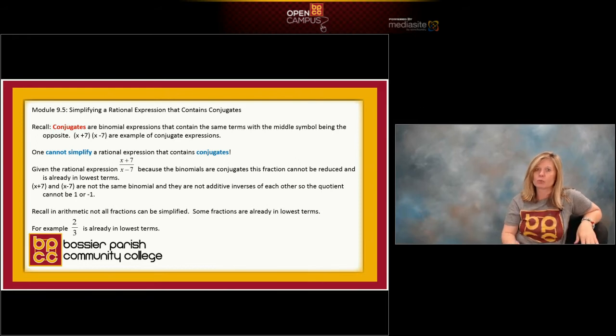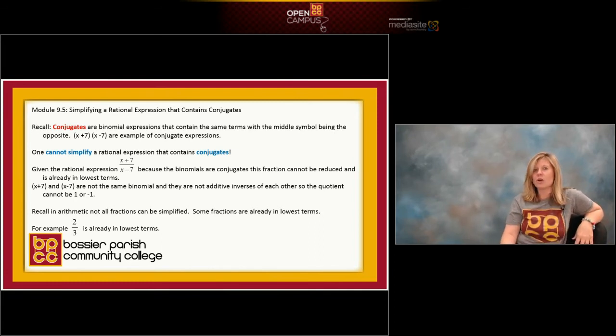So then I'm going to use the rules I learned in the previous module. Is x plus 7 and x minus 7 the same expression? No, they're not exactly alike. They both have a positive x, but one 7 in the numerator is positive and the other 7 in the denominator is negative. So they're not exactly alike. So I know I can't reduce that, divide, and then make a 1.